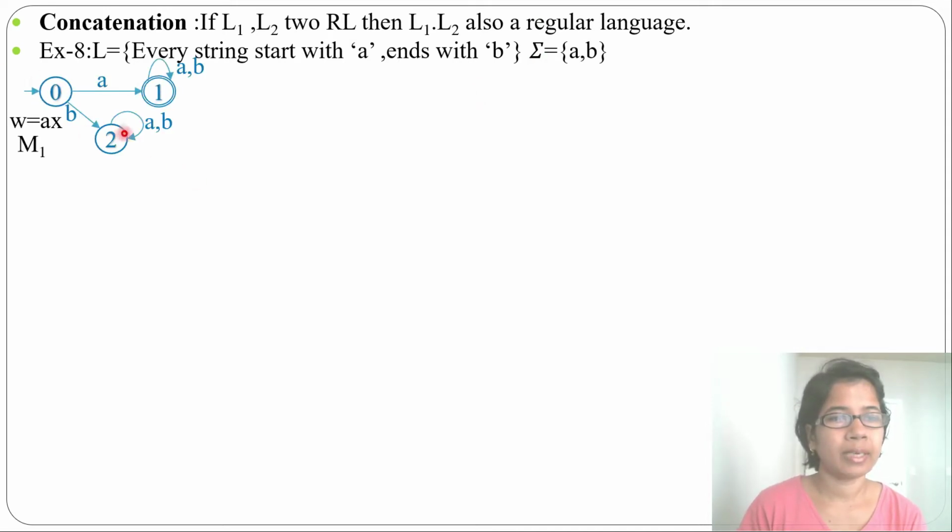If there is a B transition, it will go to a dead state. This is a dead state. And if we start with A, it will go to the final state. It will accept a single A, then A. After that, it can be anything.